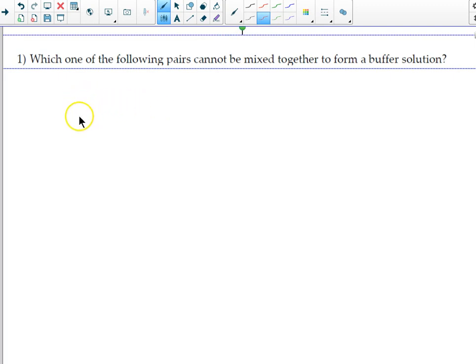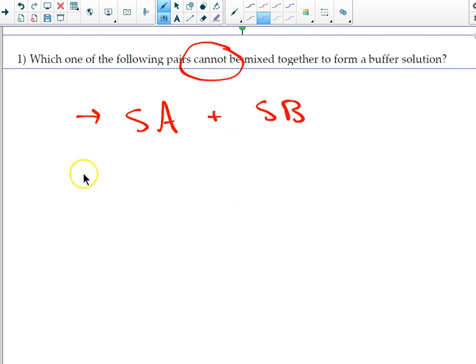But what would you be looking for? Cannot. Cannot be. Okay, strong acid plus something else. Strong base or another strong acid. I don't think they would do that though. What else? There's other options. Alright. Just a plain weak acid, I guess. That would be okay. Anything else?